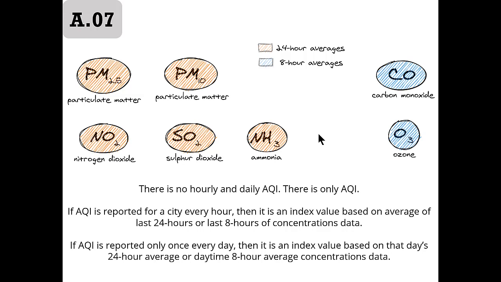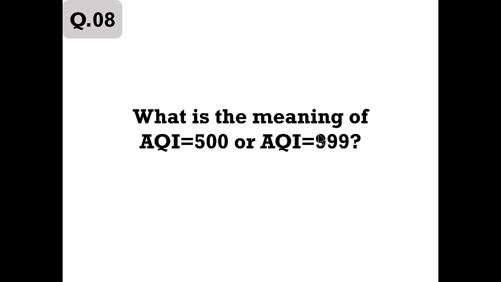And for pollutants like CO and ozone, their standards are defined on an 8-hour basis. So you basically use the 8-hour value to calculate air quality index. And if we are reporting air quality index only once a day, then it is an index value based on the last day's 24-hour average, or daytime 8-hour average concentrations for CO and ozone. So there is no such thing as an hourly or daily AQI. There is only air quality index for the day.